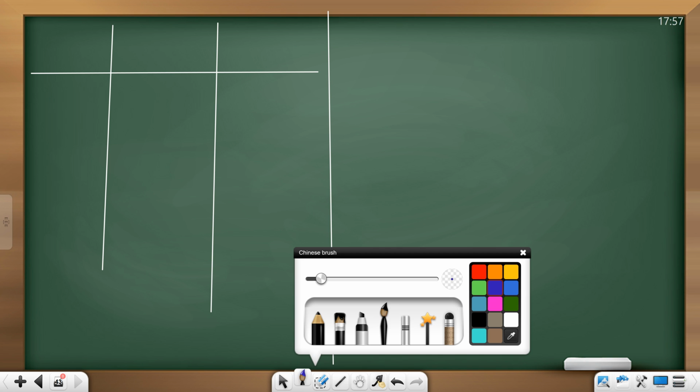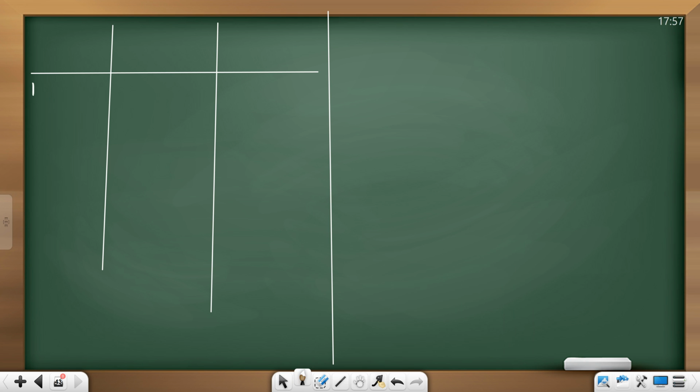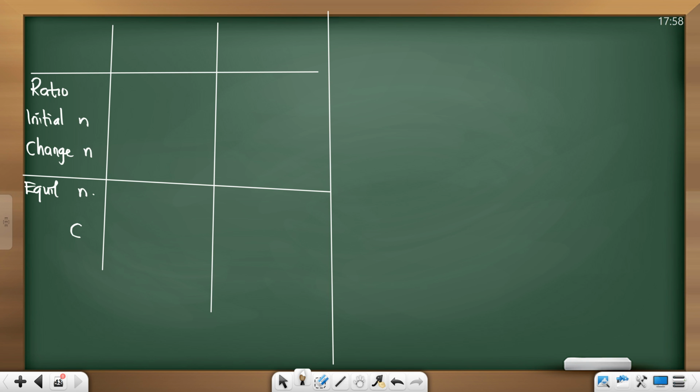You know what your table should look like, right? What do you have here? Ratio. What do you have here? Initial number of moles. What do you have here? Change in number of moles. Then I have equilibrium number of moles. Then equilibrium concentration, which is number of moles over volume. My volume is 2. That was given. Are you with me so far?